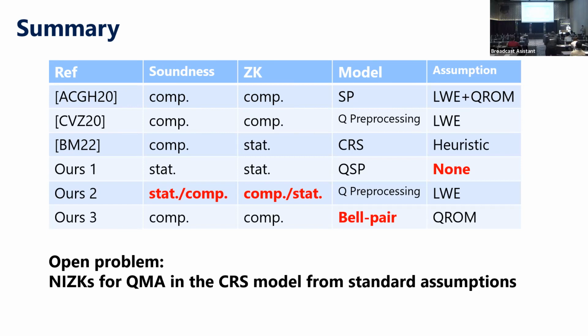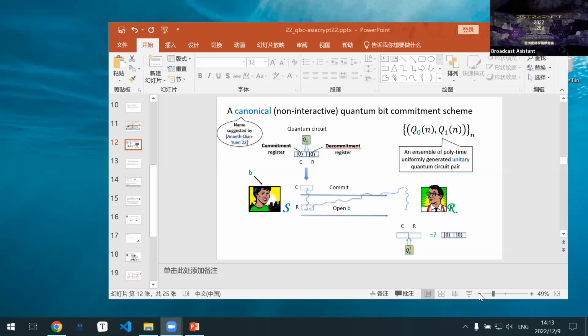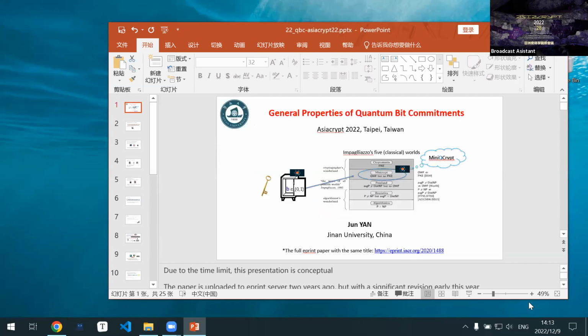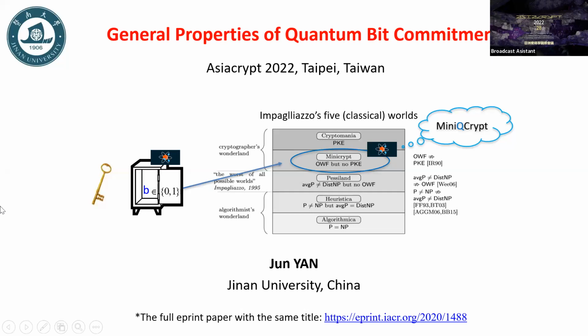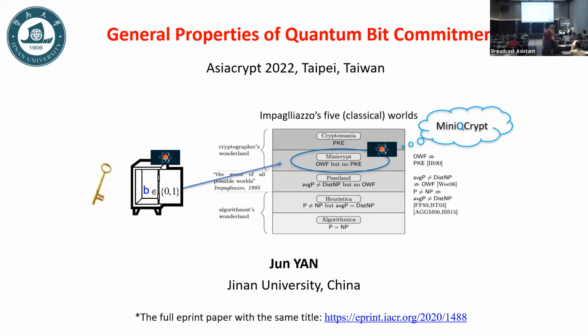Any more questions? Okay, so thanks Takashi. So the third talk is given online. Okay, so the title of the third talk is General Properties of Quantum Bit Commitment by Jun Yan, and Jun will give the talk online. Okay, can you hear me? Yeah, thanks for the introduction.